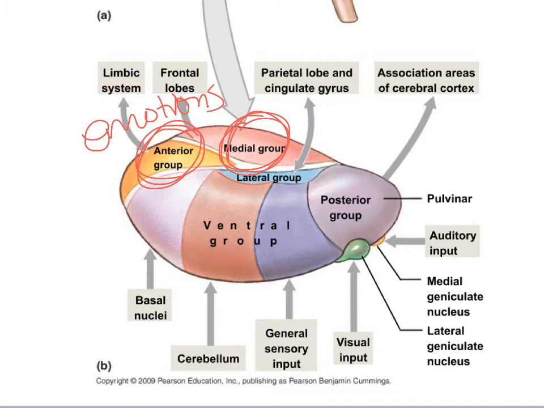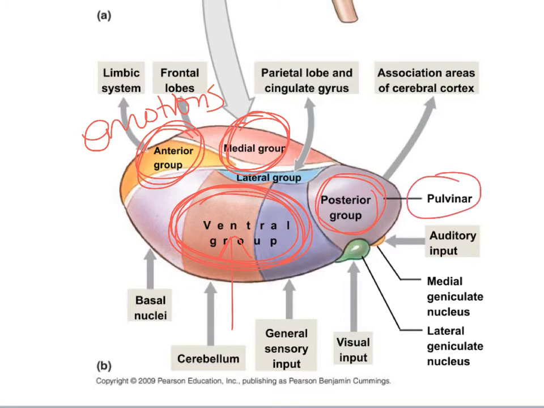The ventral group down here, this is the group that pretty much receives all that other sensory information that I was talking about, except for a couple of the special senses. But all that somatic information: pain, temperature, vibration, fine touch, crude touch. All of that stuff is going into the ventral group, and then it's going to go up to the cerebrum. Then we have this posterior group, which contains an area that we call the pulvinar.